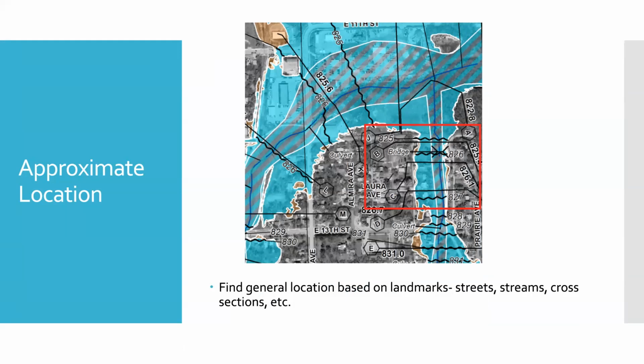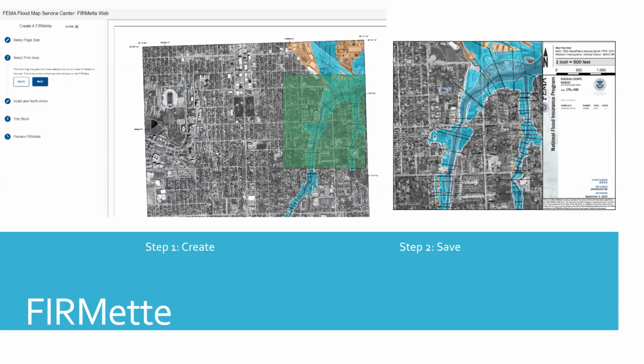So once I open the FIRM panel, I can find my approximate location. I showed you the cross sections a little bit, so you can see cross sections B and C here, where I know that my site is in between. So there are also streams and cross sections that can help you find the general approximate location of your site. So once I have my FIRM panel open, they have a FIRMette option, so you can make a close-up map of your area of interest.